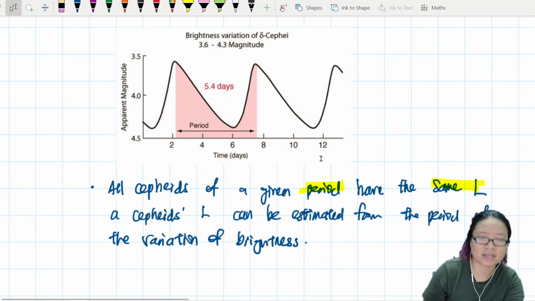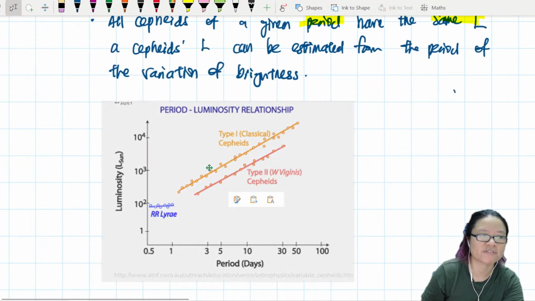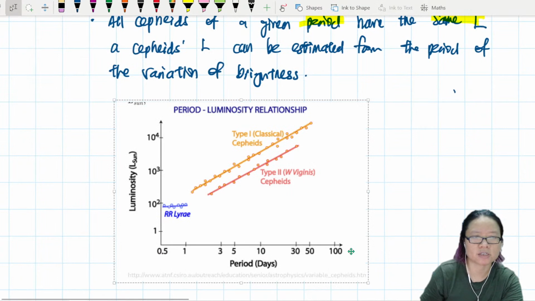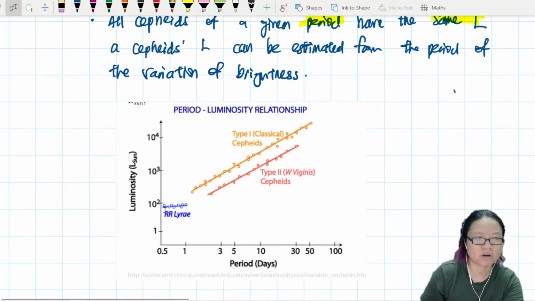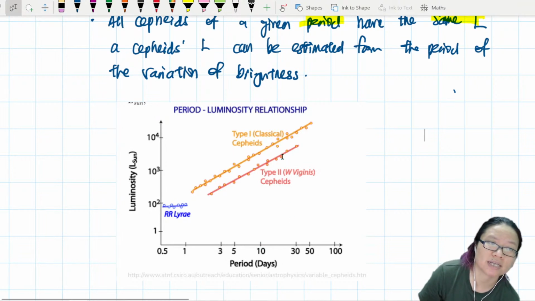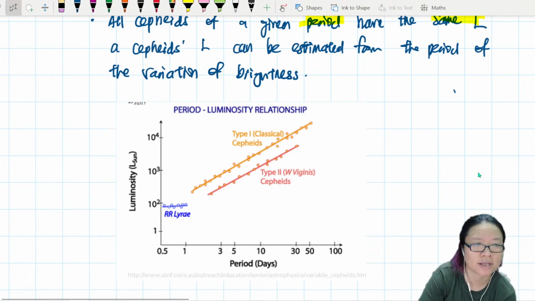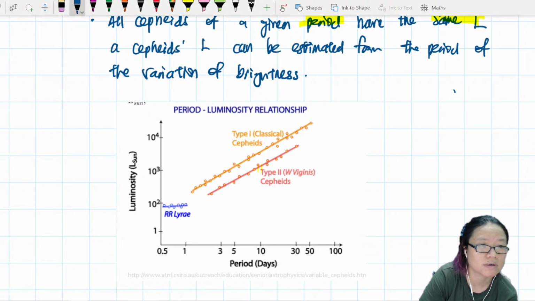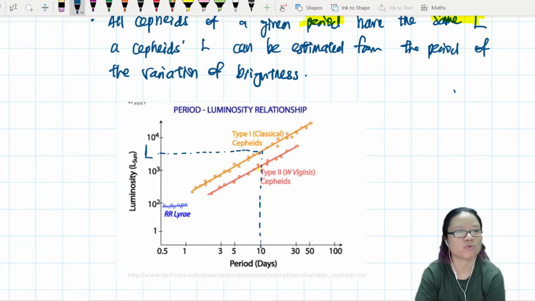And a bunch of very dedicated scientists managed to plot a graph of luminosity against period. And they find that all of these stars fit the trend. So from here, I can read the graph. Let's say, for example, your period is 10 days, and let's say you are a type 1 Cepheid. This is your luminosity L. You can read it from the scale.